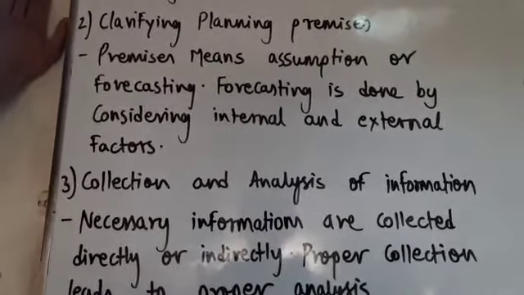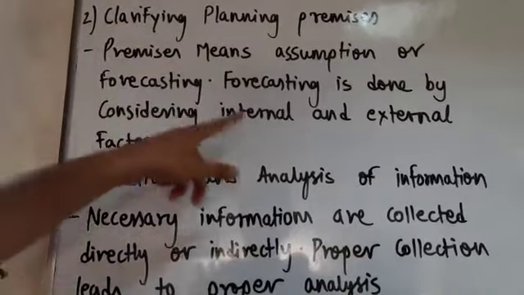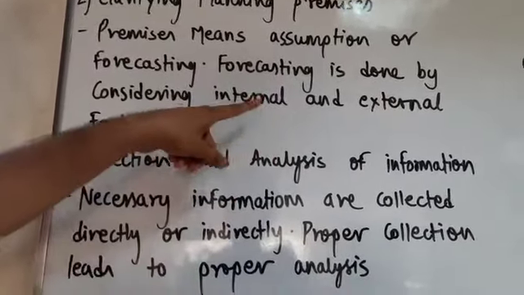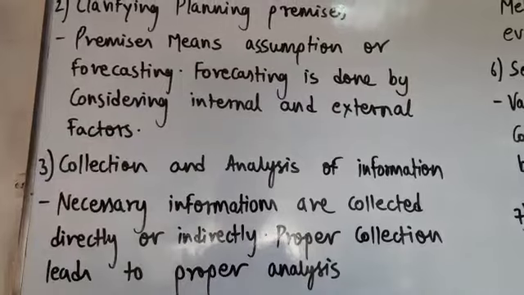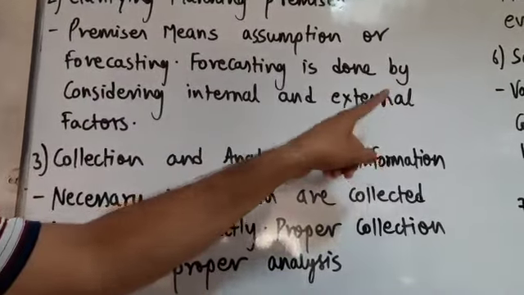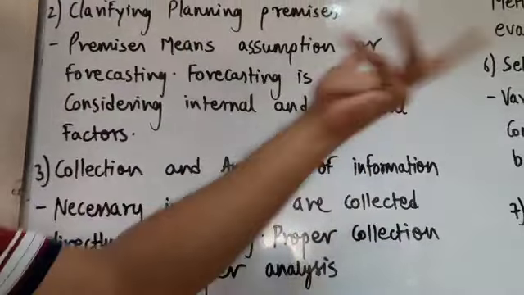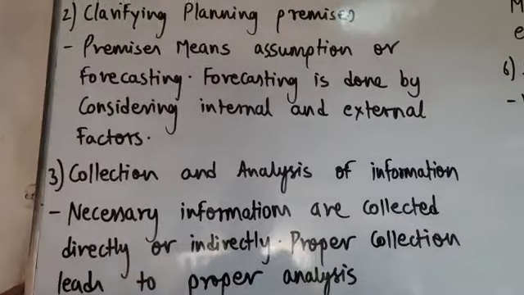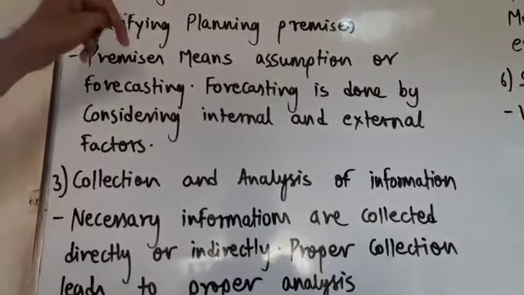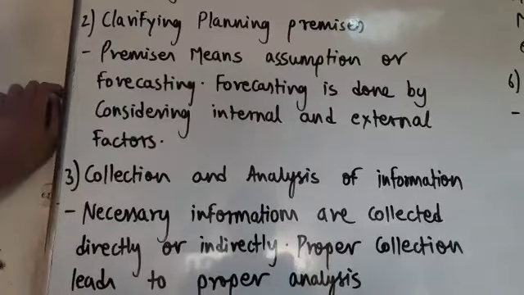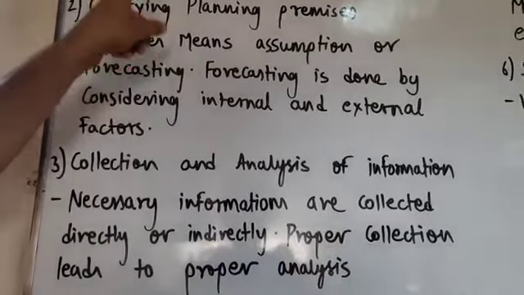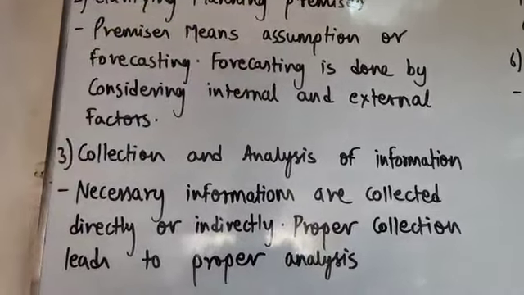We have learned about the internal and external factors. Internal factors are those which affect our business internally. External factors are those which affect our business externally from the outside. So here we have completed the 2 steps. First is determining the objective, and second is clarifying planning premises.